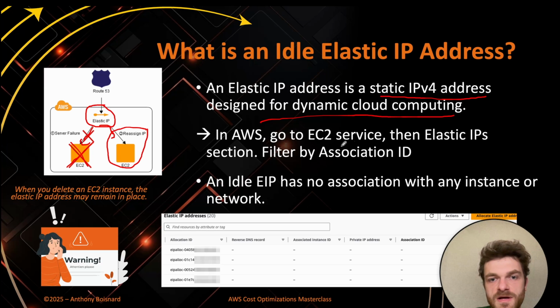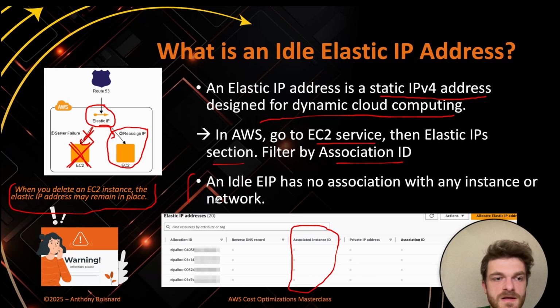To check them, you can go directly to the EC2 service and Elastic IP section, and you can filter them by association ID. And if you don't find anything in it, it means that it has no association with any instance or network, and so it is idle. How can this happen? Sometimes when you delete an EC2 instance, the Elastic IP address may remain in place.